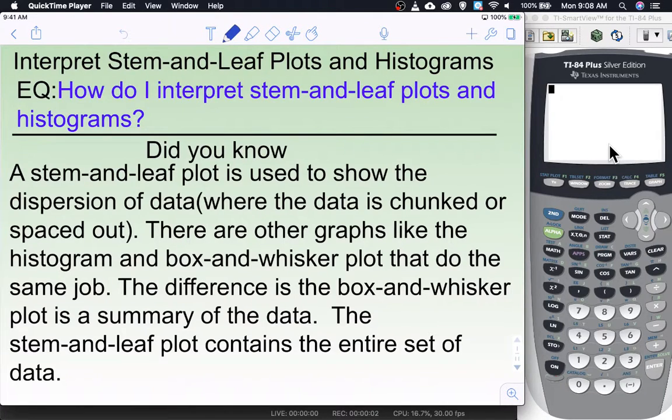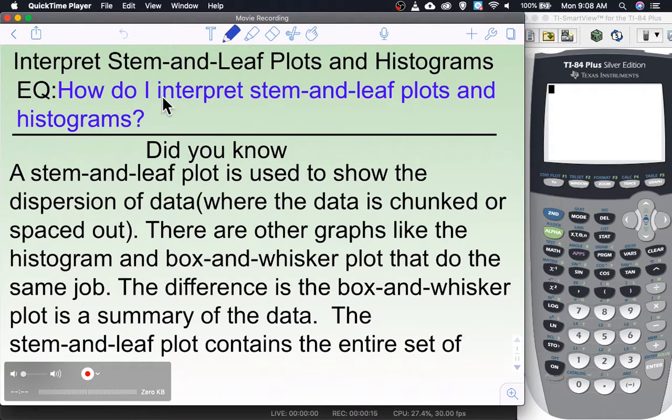Hello, and welcome to this lesson on interpreting stem and leaf plots and histograms. These two things kind of go together because they're both measures of dispersion, and we'll talk about that in a little bit. How do I interpret stem and leaf plots and histograms is the essential question.